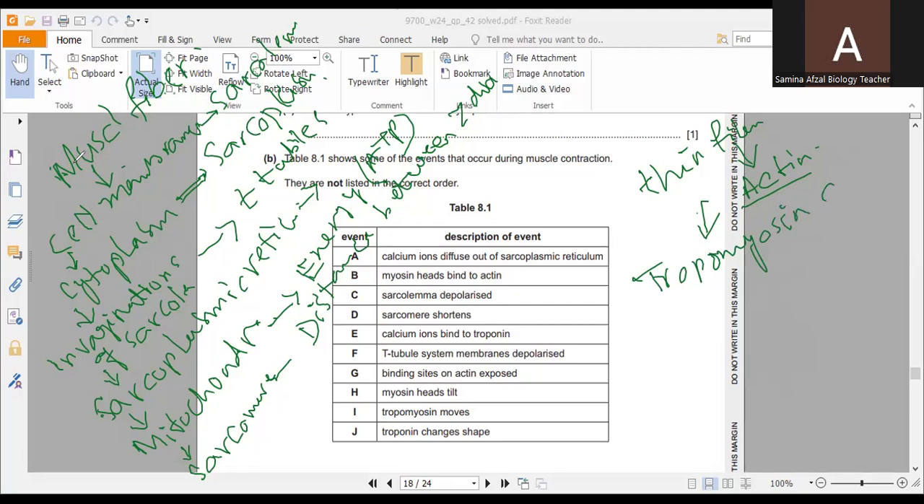Tropomyosin and troponin produce interaction between actin and myosin. So these are two types of regulatory proteins. They are associated with actin. And then myosin filaments are thick filaments, and they consist of many myosin molecules.